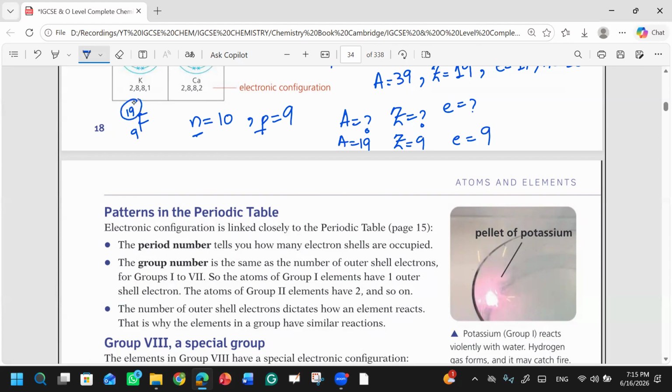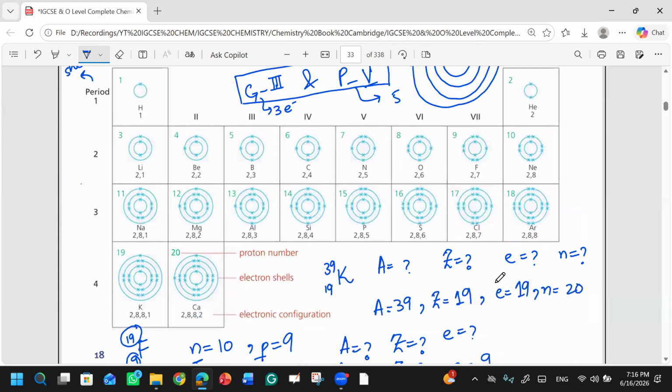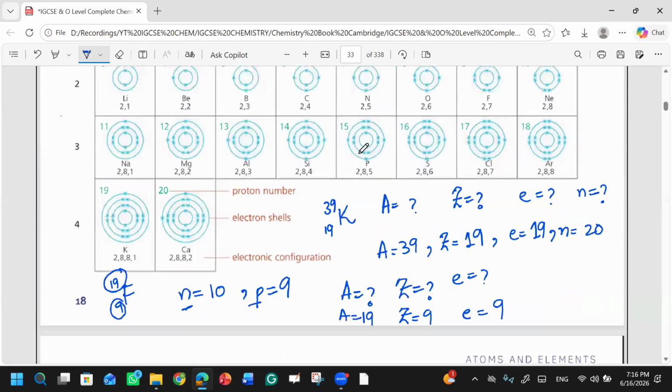Atomic mass is always written on the above side, on the top. And atomic number, or proton number, is written on the below side. So I think you are clear with all this and how we have added them.